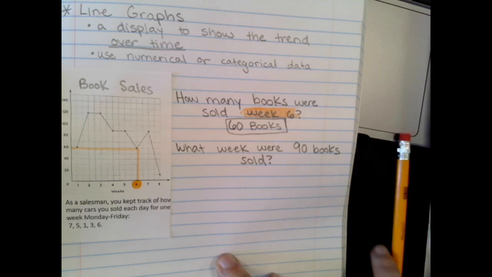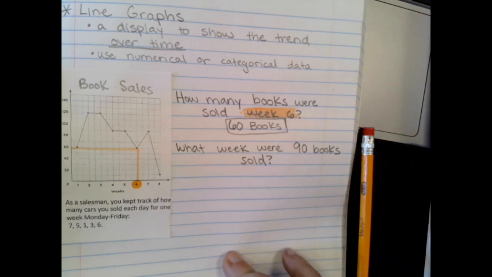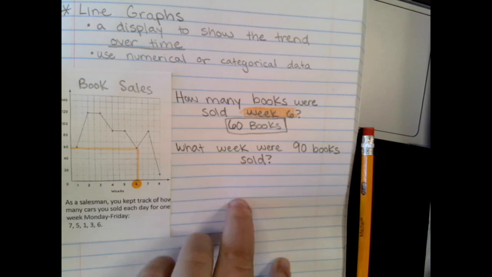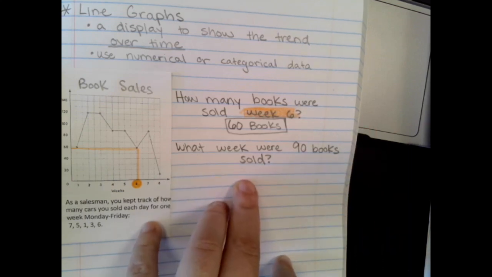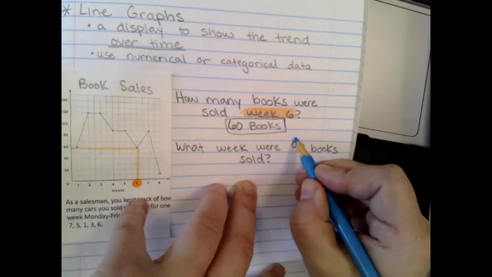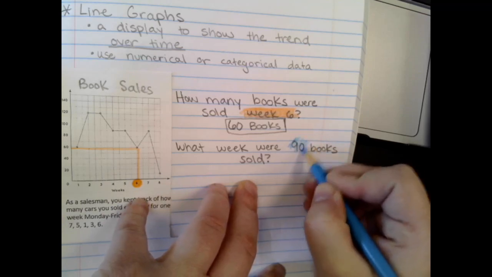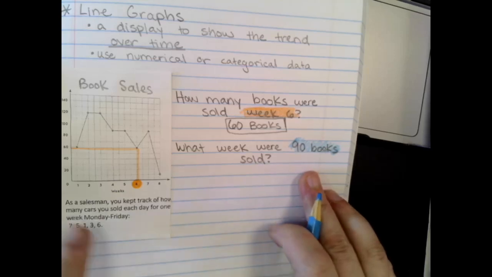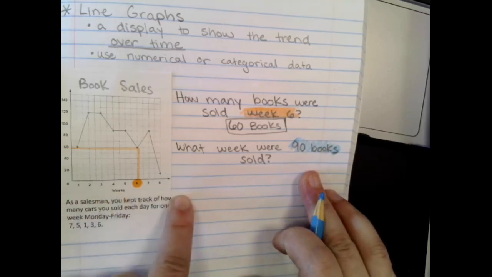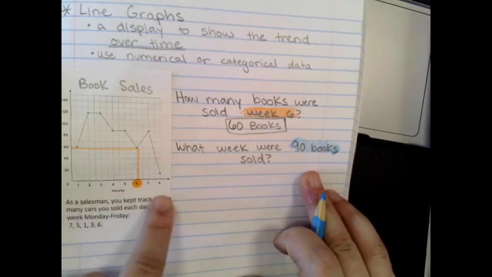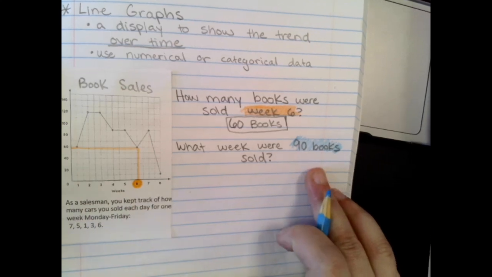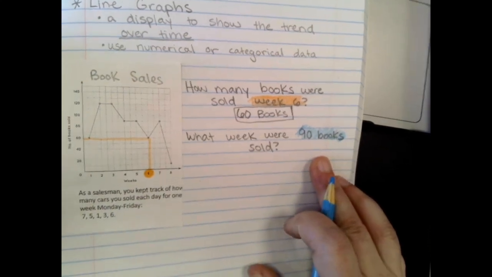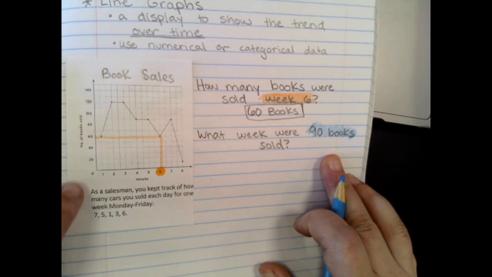So I'm going to switch colors. Just grab a different color here. This is all we're using our colors for today. It shouldn't take us much. This time I'm looking for 90 books. In our graph here, it's pretty obvious. If I look at my x-axis, can we find 90? No. The bottom is the weeks, so my 90 books is going to end up being on the y-axis here.